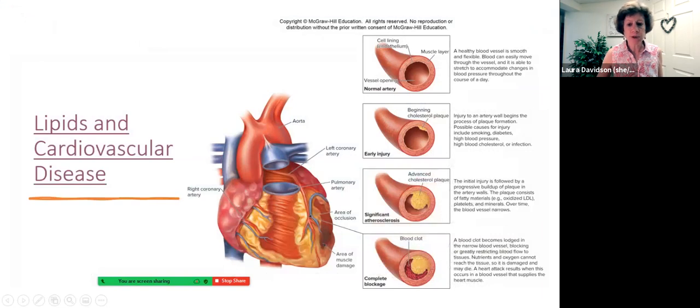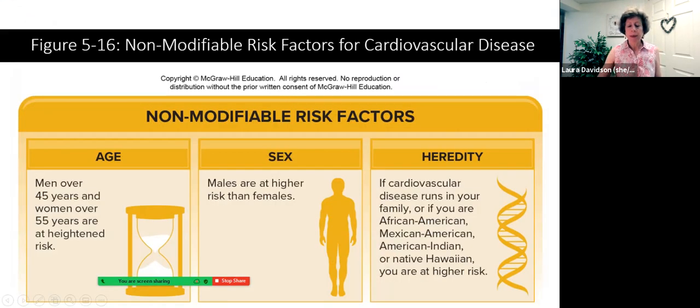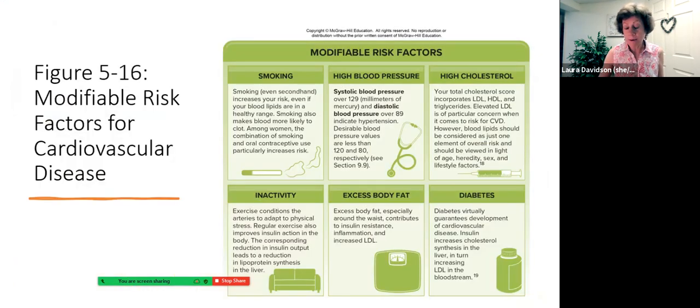And your textbook does talk about medication, but let's start where we should start, and that's to look at risk factors. Some of these are not modifiable, and you see this as you get older, males more than females, and heredity play a part in your risk for heart disease, cardiovascular disease, but a lot are modifiable.